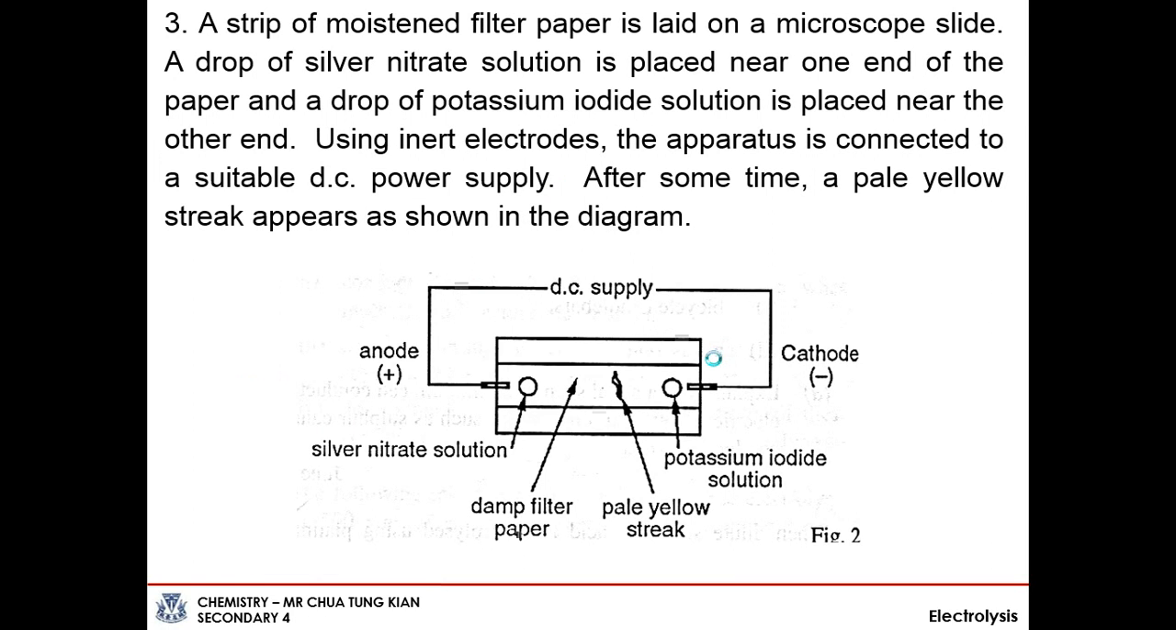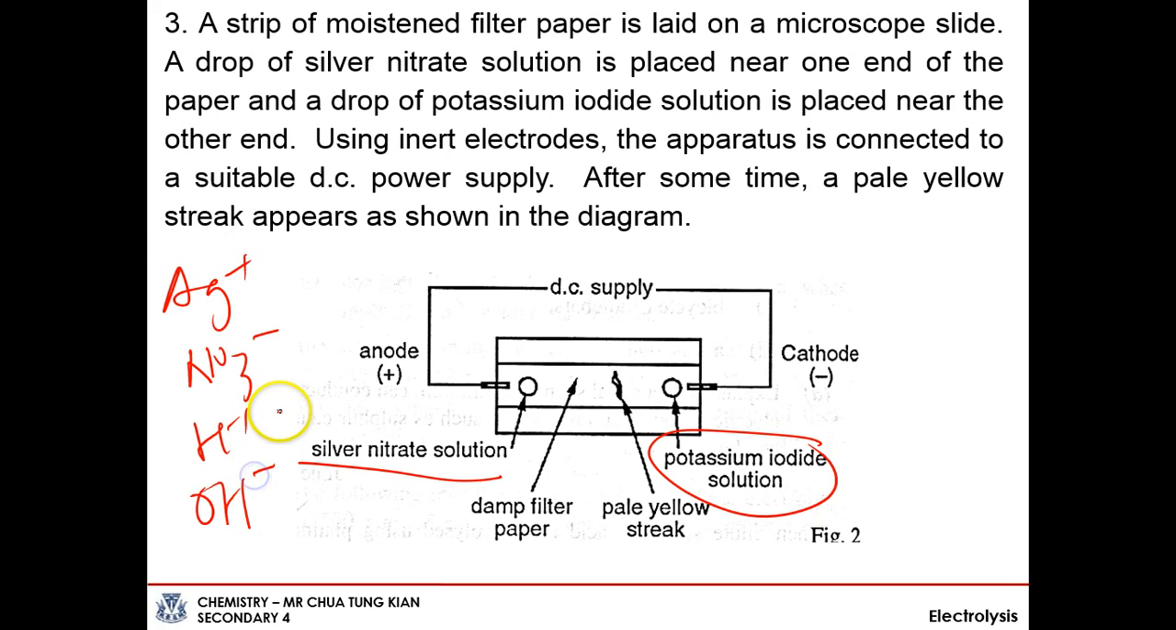Question 3 is a pretty interesting question. So we see that there's silver nitrate here and there is potassium iodide here. So if we were to break down the question, Ag plus, NO3 minus, H plus, OH minus at this side, K plus, I minus, H plus, and OH minus at this side. This is the positive terminal, this is the negative terminal.